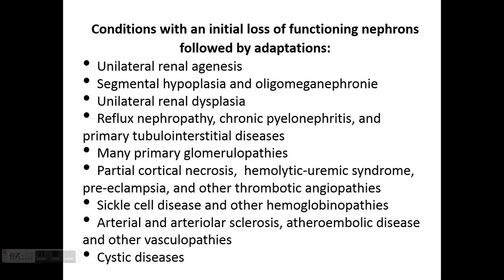First of all, there are a number of ways that you can lose kidney mass or nephronal mass. You can even be born without one kidney or without one functioning kidney. So either you will have unilateral renal agenesis, or you will have segmental hypoplasia or dysplasia on one side, and then you would have another functioning kidney. You can have a number of different primary glomerular, tubulointerstitial, vascular processes, cystic diseases, and so on that can really reduce the number of functioning nephrons.